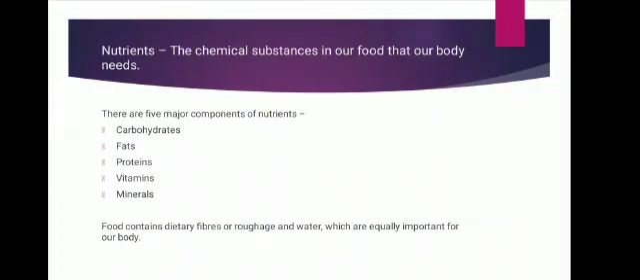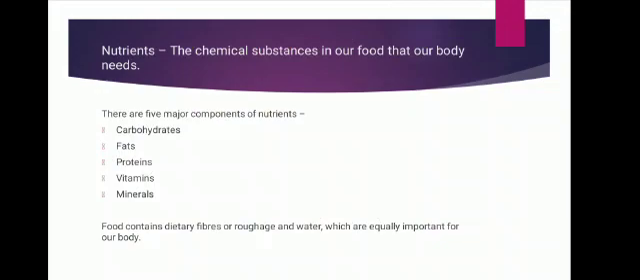Now first, what are nutrients? Nutrients are the chemical substances in our food that our body needs. Means the food items contain nutrients which are essential for maintaining life and growth. So there are 5 major components of nutrients that are carbohydrates, fats, protein, vitamins and minerals.